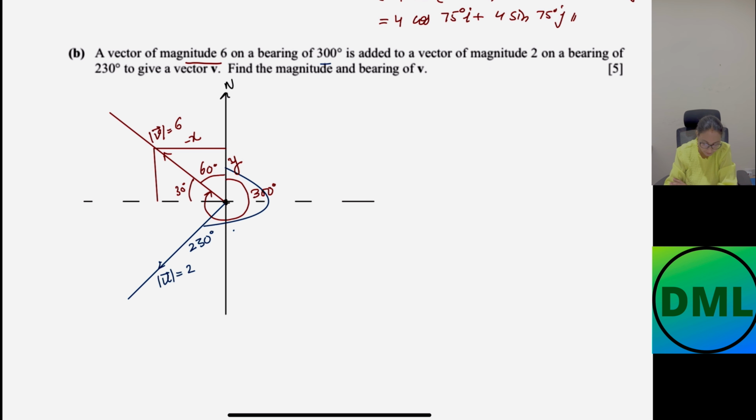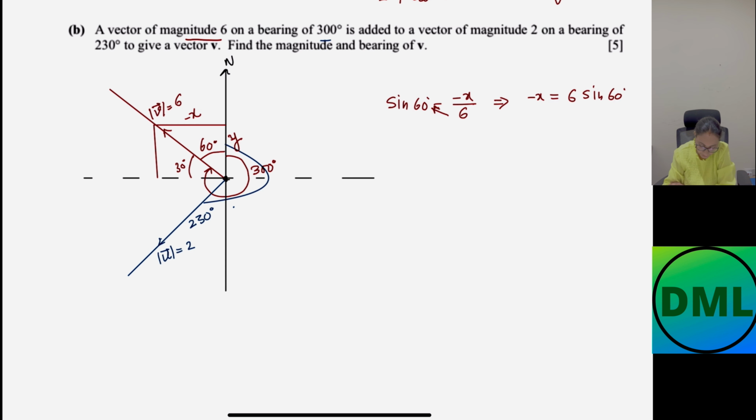I need to calculate the value for x and y. For this angle, this x is opposite and I have the hypotenuse. So opposite and hypotenuse are related with sine theta. Let's write down: sine 60 degree will be given by minus x over 6. If you calculate the answer for minus x from here, that will be equal to 6 sine 60 degree. If I write down the value for x from here, that will be equal to negative 6 sine of 60 degree.